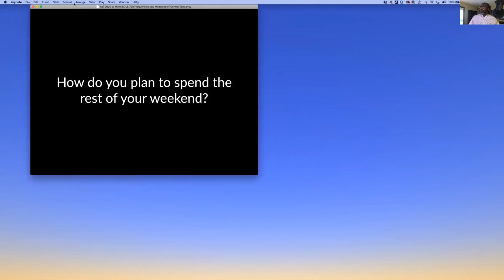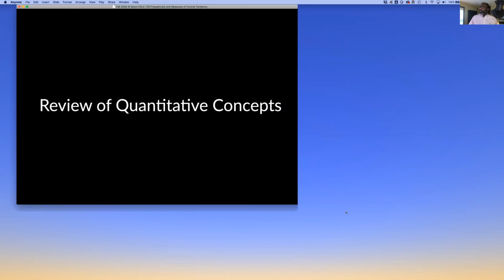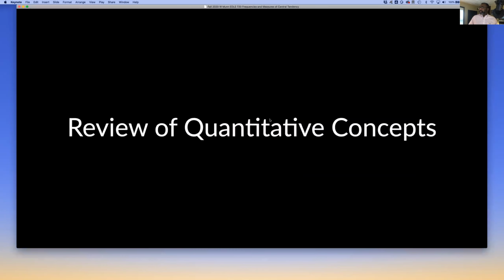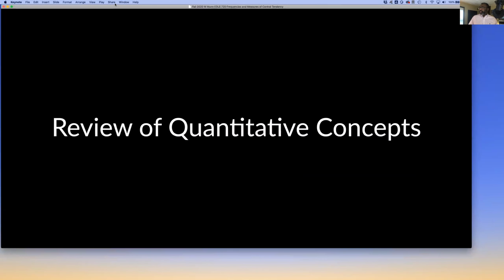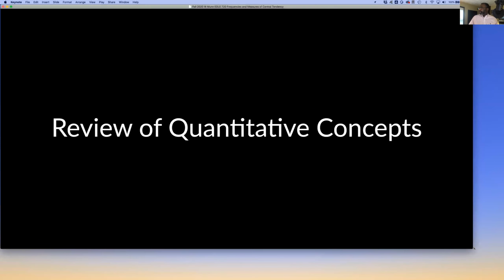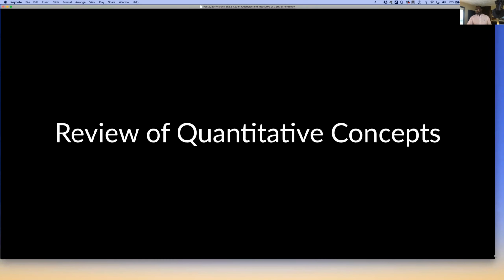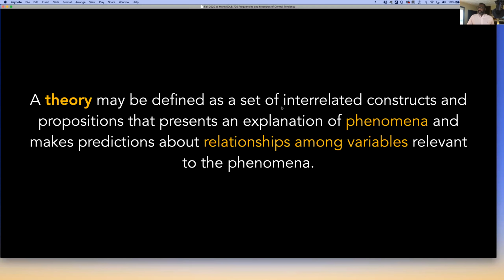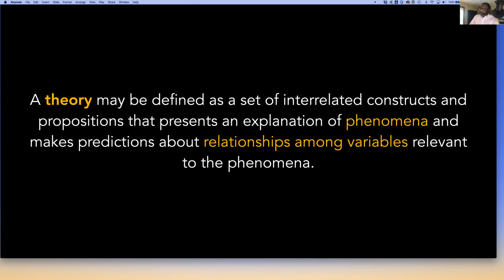All righty. So we're going to go over a review of quantitative concepts. Again, I'm going to be asking a ton of questions because I want to know where you are in terms of understanding just basic things around quantitative analysis. I always upload all the slides, so you don't have to worry about taking copious notes. This will all be here for you to have access to.